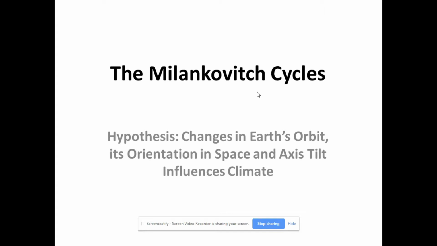Perihelion presently occurs around January 3rd, while aphelion is around July 4th. Notice that they do not coincide with when the winter and summer solstices, respectively, occur. Keep that point in mind. That comes into play when we talk about precession. When the orbit is at its most eccentric, the amount of solar radiation at perihelion will be about 23% more than at aphelion.